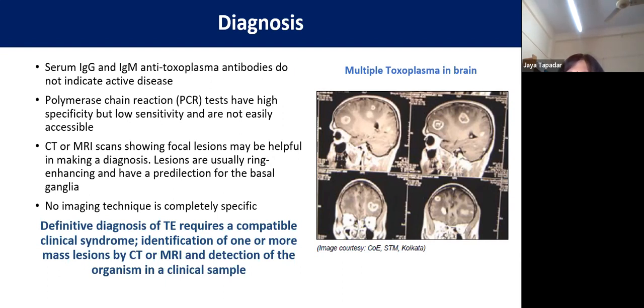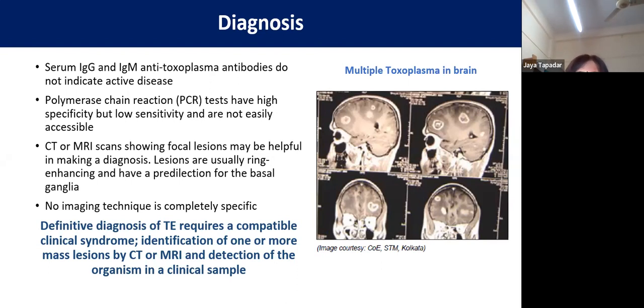So if you have a serum IgG positive and a ring enhancing lesion, then your chances of having toxoplasma are very high. But if you have a ring enhancing lesion and the serum IgG for toxoplasma is negative, then your chances of having toxoplasmosis are very low. That is the only role of serum IgG. It does not say whether the patient has active disease or not. MRI lesions help, but they are not definitive. You need a biopsy for that.